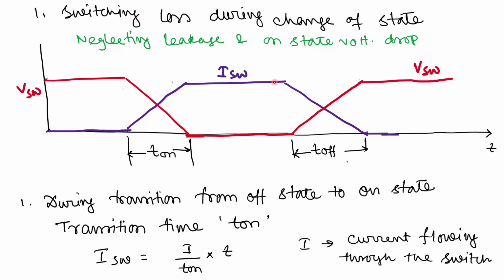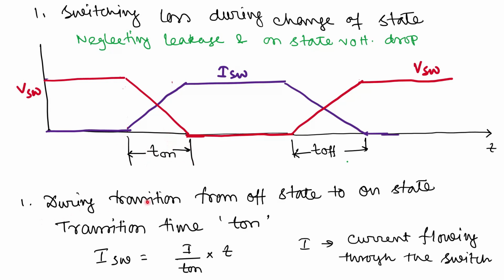And when the switch goes from on state to off state, again you can see that it does not instantaneously go to 0. It has a slope. In the slope, it gradually decreases to 0. This time, from on state to off state, is called small t off. So during the small t on time period.